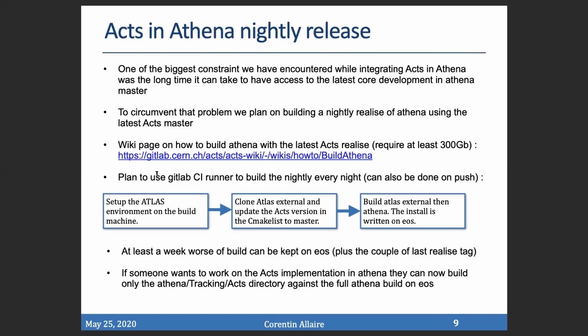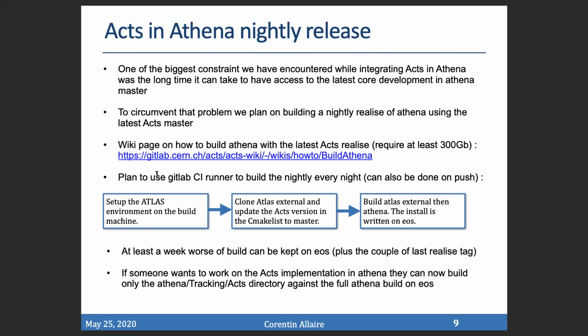So the last thing we've been working on recently is the creation of a nicely packaged Athena build with the latest version of ACTS, because one of our biggest constraints when trying to integrate ACTS into Athena is that it can sometimes take a bit of time to have access to the latest core development in the Athena master. So to get around this problem, we decided to build, in an CI fashion, a build of Athena with the latest version of ACTS. Here you have, if you're interested, a wiki page that explains how you can build Athena with the latest ACTS release, but it takes quite a bit of space to do so.